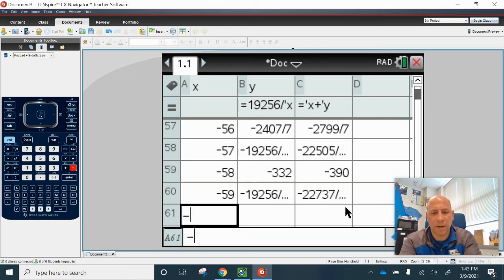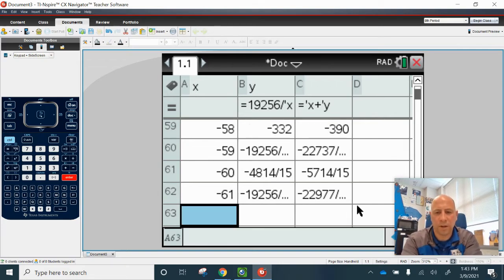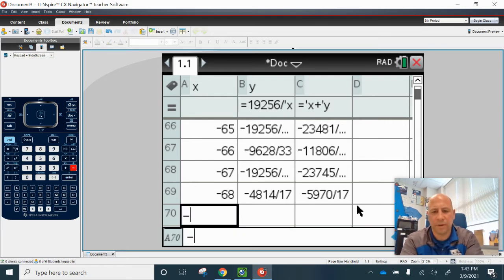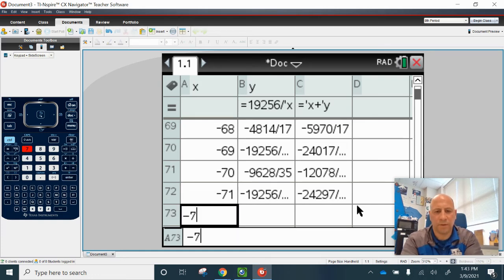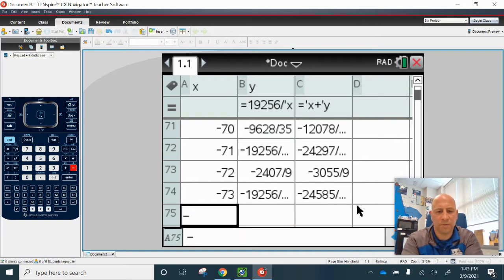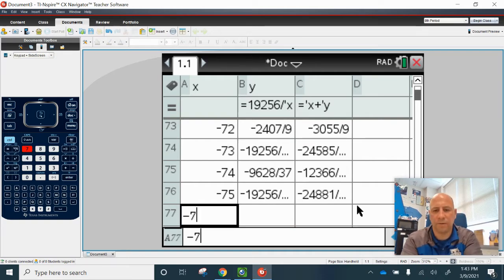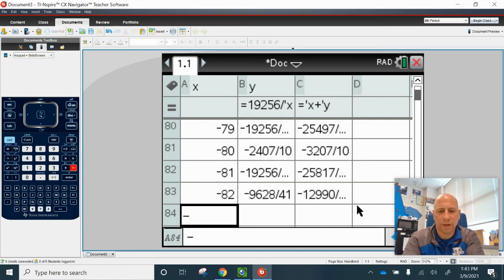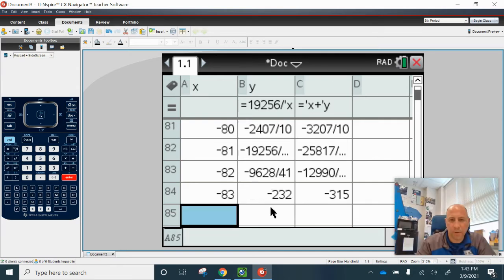Negative 59 through negative 83. It took a while, but now we have our two numbers that multiply to give you 19,256 and combine to be negative 315.